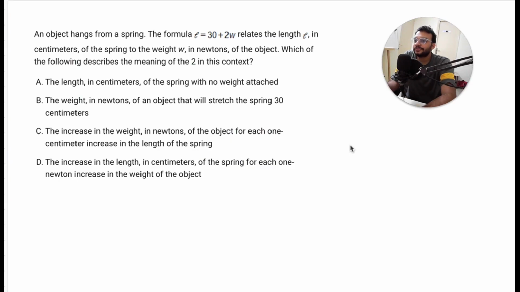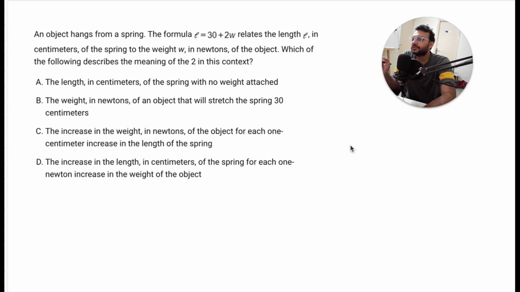An object hangs from a spring. The formula L is equal to 30 plus 2W relates the length L in centimeters of the spring to the weight W in newtons of the object. Which of the following describes the meaning of the 2 in this context?